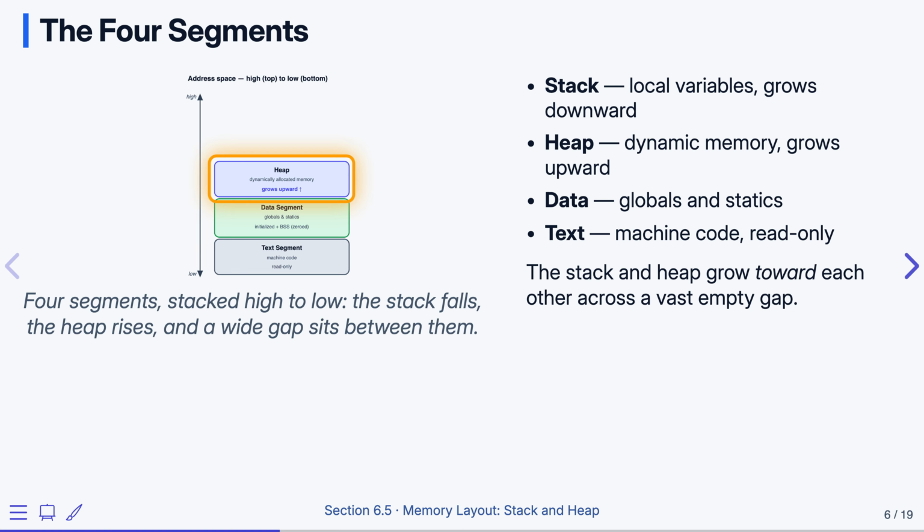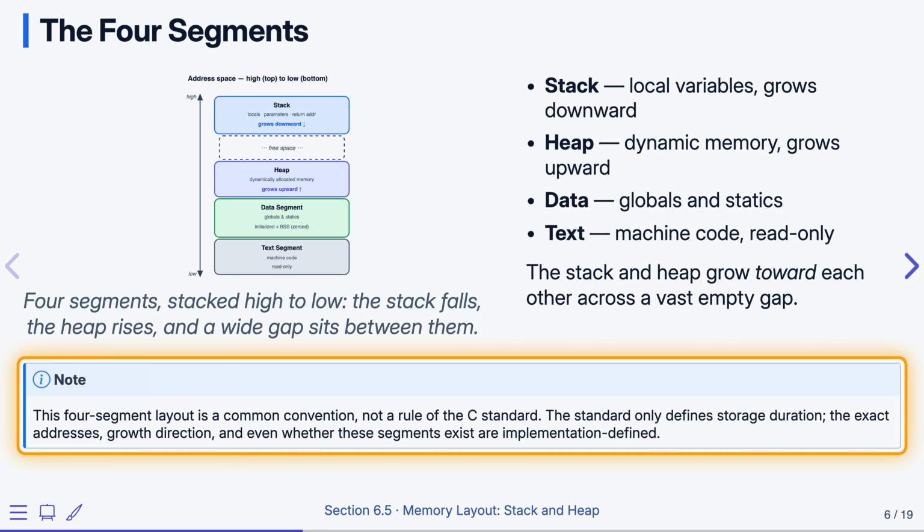Next comes the heap. This is memory you ask for while the program runs. The heap grows upward. At the top is the stack. It holds local variables and function parameters. The stack grows downward. Between the heap and the stack is a large gap of free space. The two sides grow toward each other across this gap. One caution. This 4-segment layout is a common convention. It is not a rule of the C standard. The exact addresses and even the segments themselves can differ from one system to another.